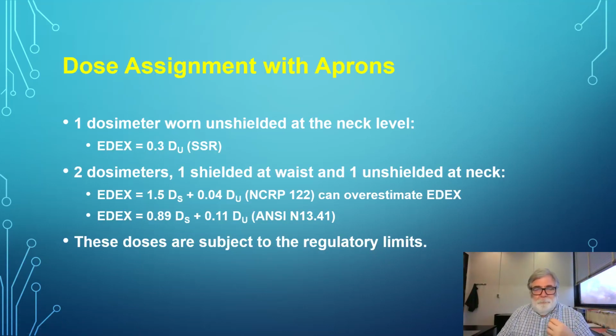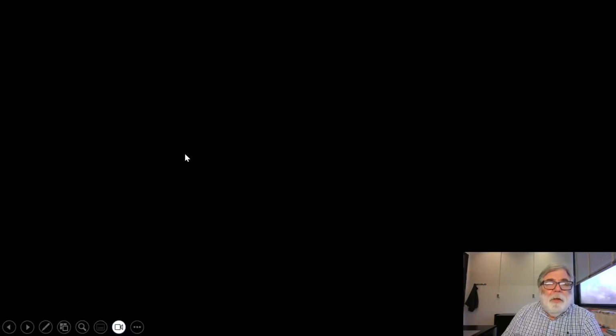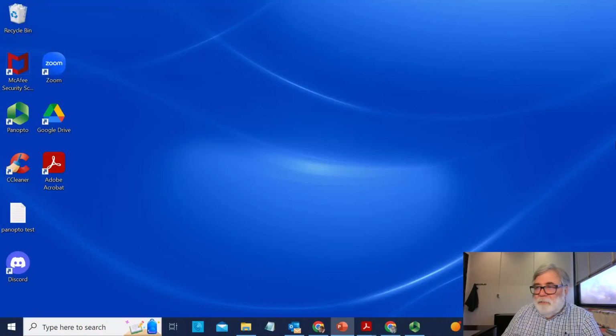The sum has to be less than 5,000 millirem, or 5 rem per year. The 15 rem is per year, etc. And also, the extremities need to be less than 50 rem per year, etc. Okay, and that's what we have. So that covers everything that I wanted to do today.